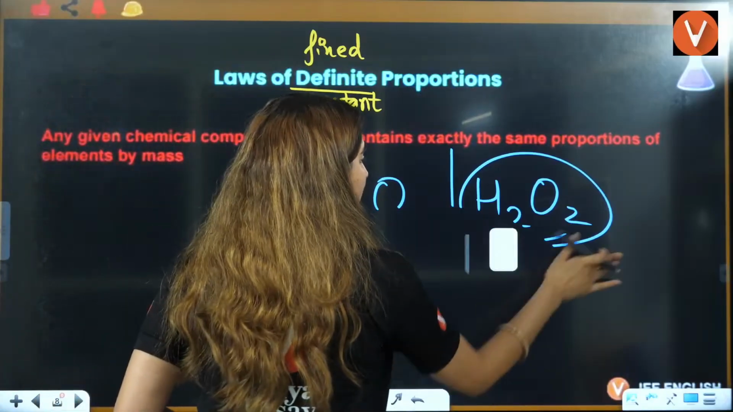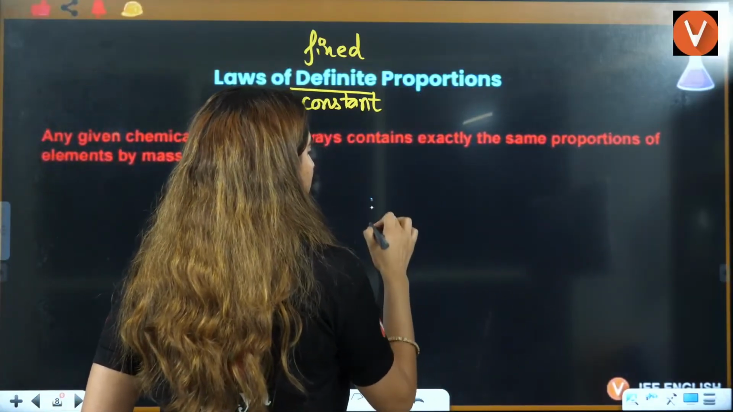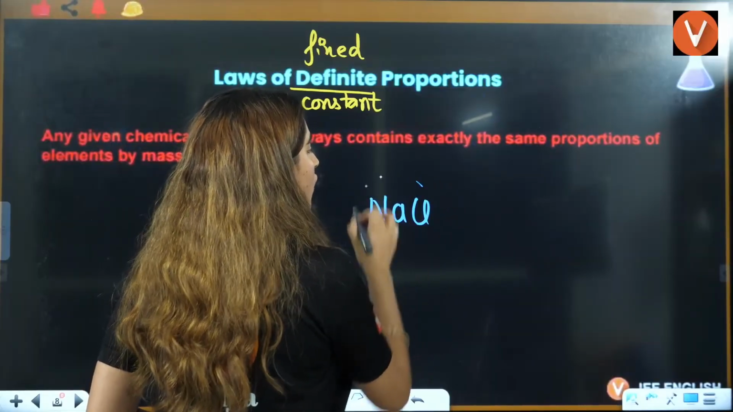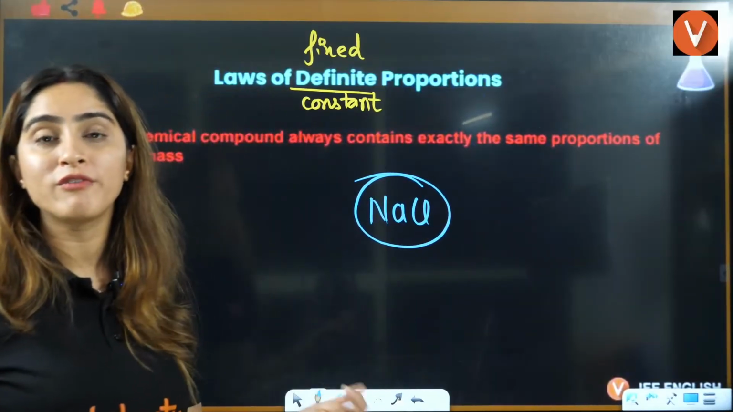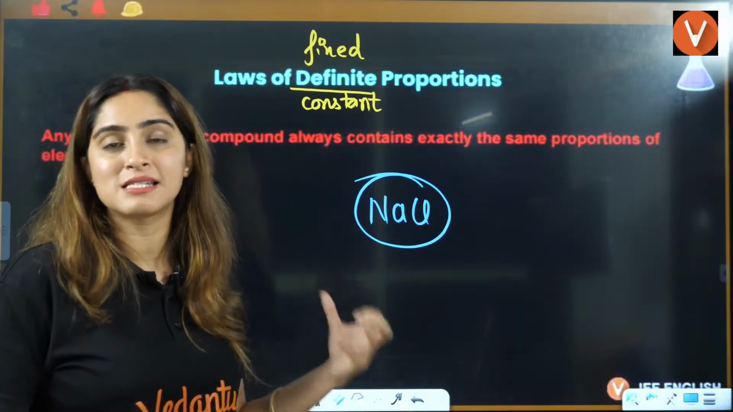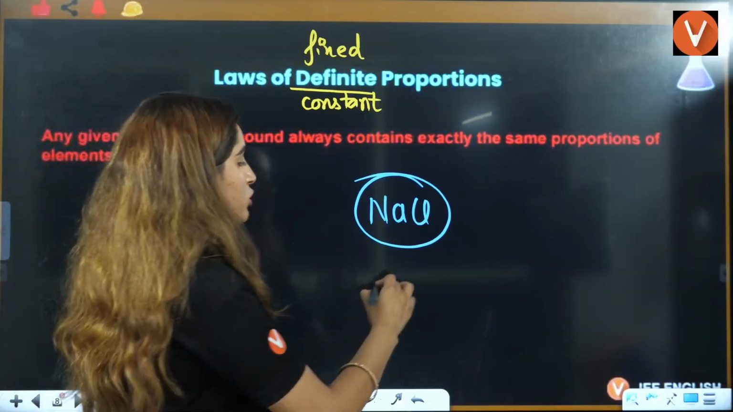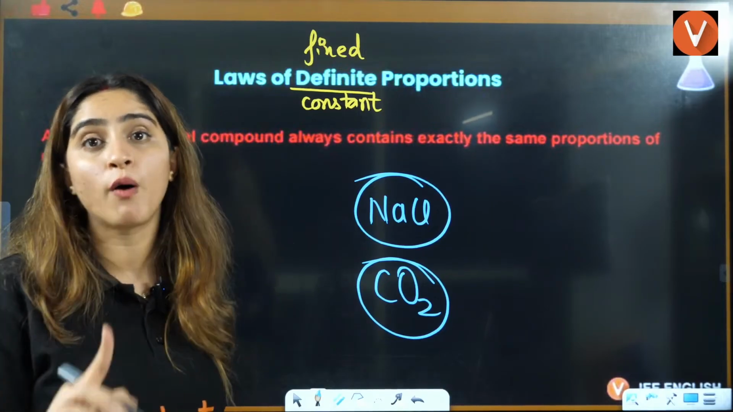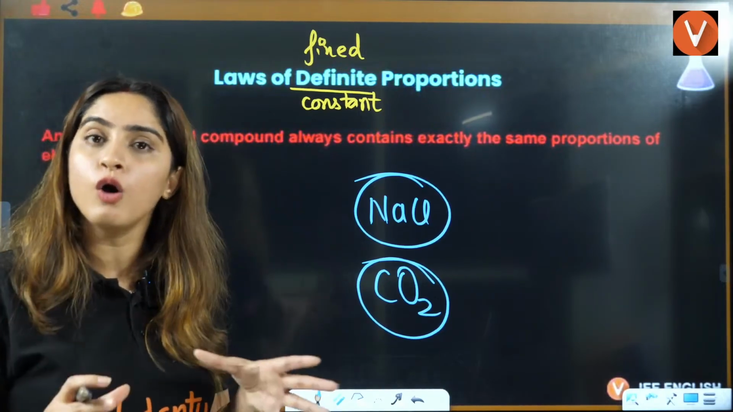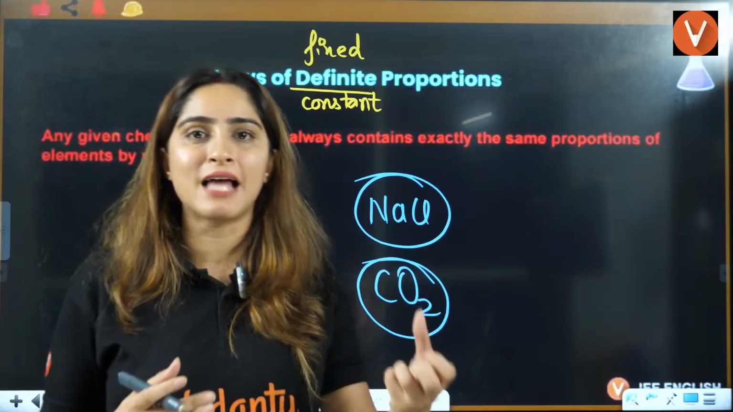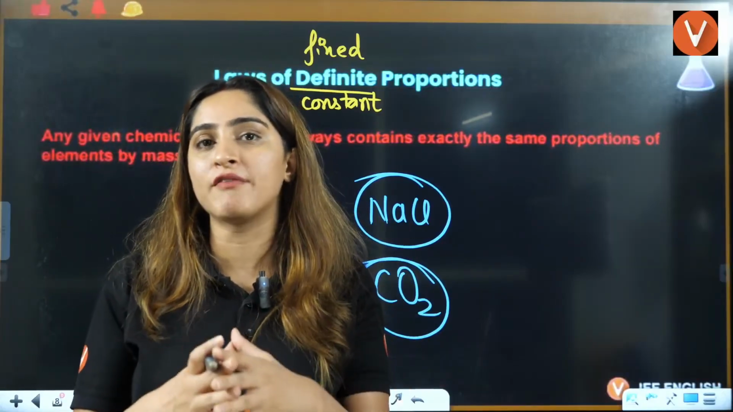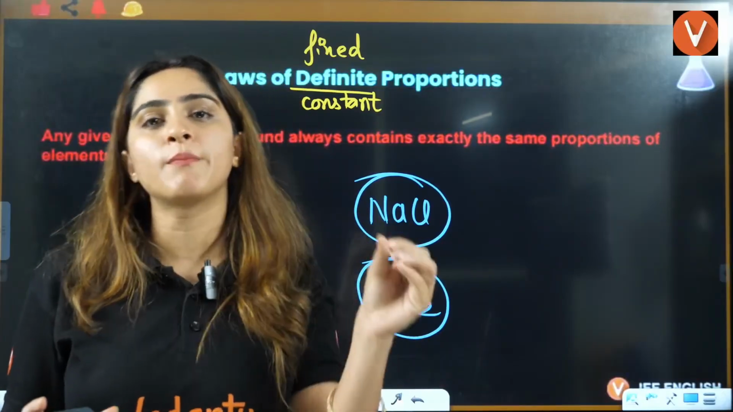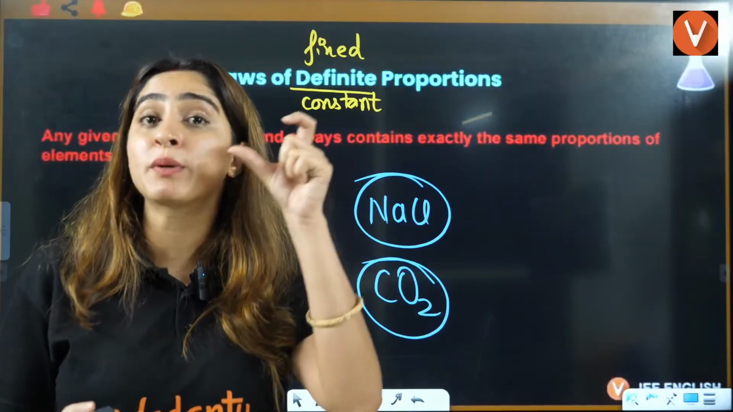If you talk about NaCN, or salt, it will always have the formula NaCl only. Carbon dioxide will always have this formula only. Our chemistry is based on this law, that every single compound has a fixed formula, a fixed number of atoms in a definite proportion.